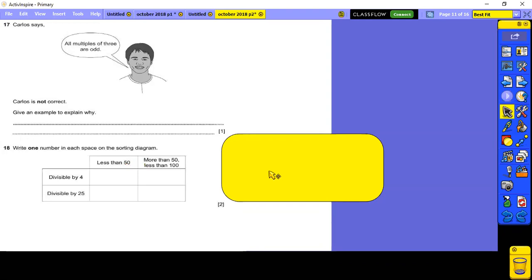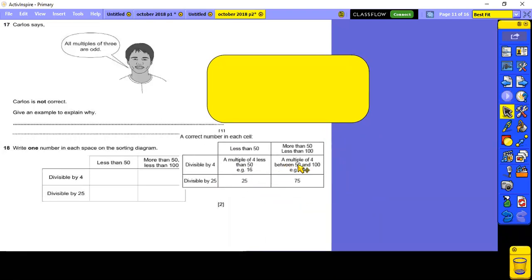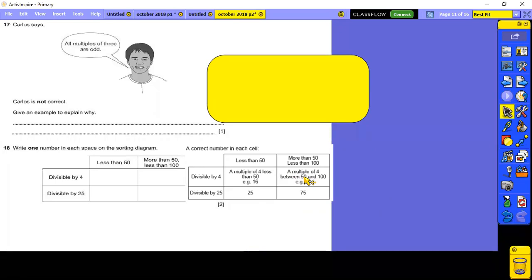Right. What is divisible by 25 and less than 50? You have only 25, nothing else. And here is the model answer. But what about here? I want a number more than 50 and less than 100. So if you write any number in table 4 that's between 50 and 100, there are many numbers, I will accept it. That's in table 4.